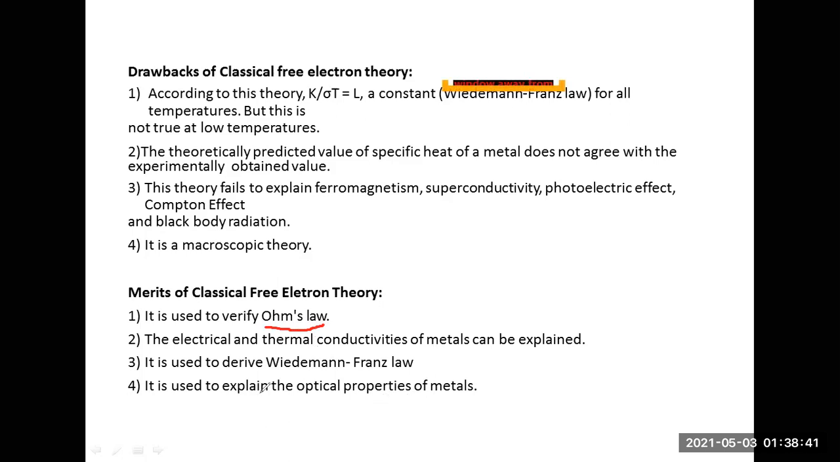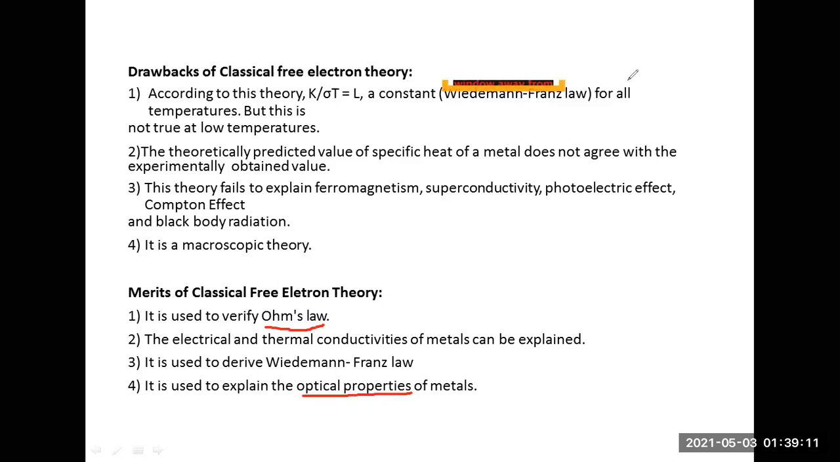So it is used to explain the optical properties of the metal. Different optical properties of the metal have been explained very clearly if you just consider this Drude and Lorentz theory, right? So if you can remember these merits and the two demerits, I think that will be enough for you. If it is possible, you can go for more merits and demerits, but for now, if you can just remember these two, that will be enough for you.